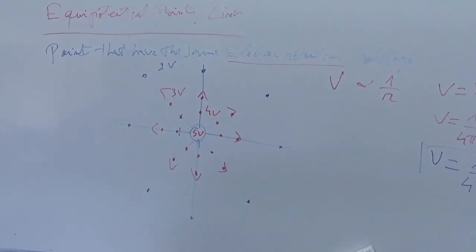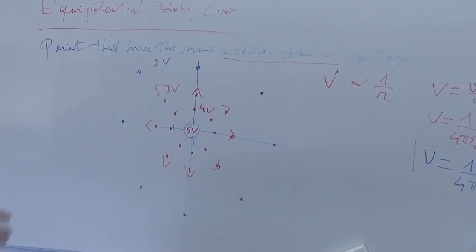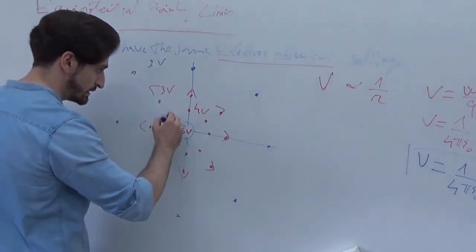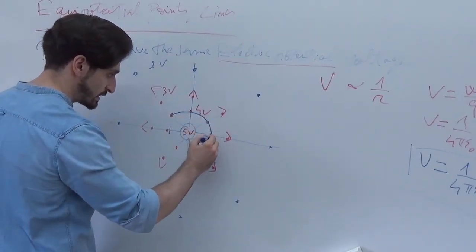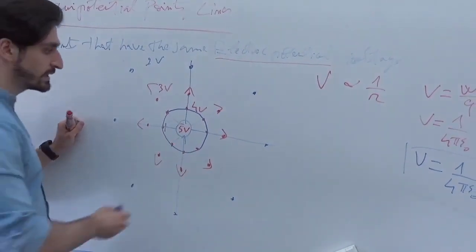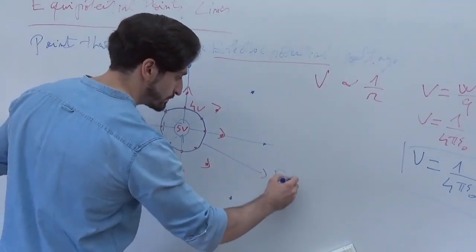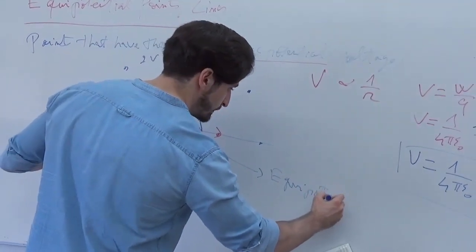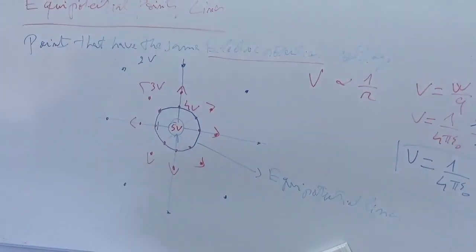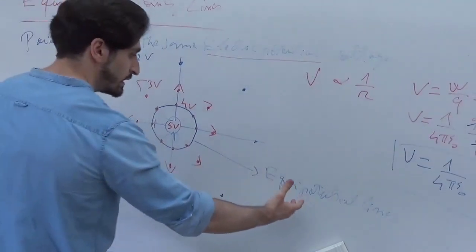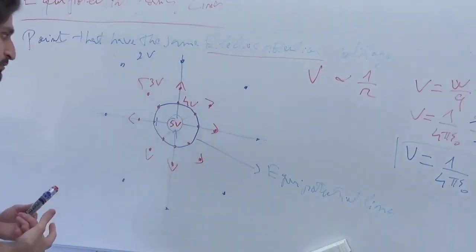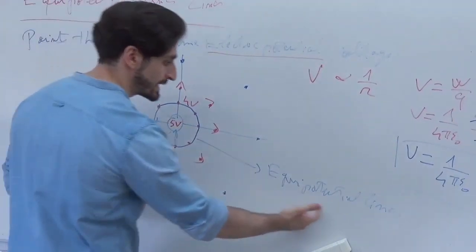Now what would happen if we actually connect the points that have the same electric potential together? For example, let's say we are connecting the points that have the same electric potential of 4 volts altogether. In that case, you are going to be defining the so-called equipotential lines. So what are the equipotential lines? The equipotential lines consist of points that have the same electric potential. So by joining these points, you will be forming the equipotential line.